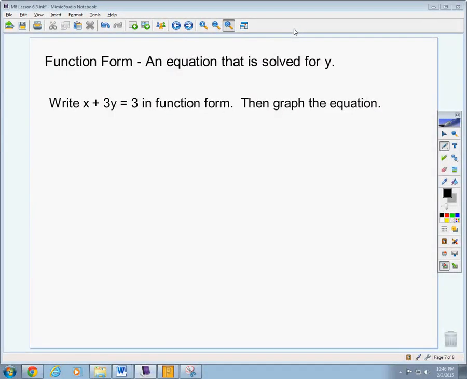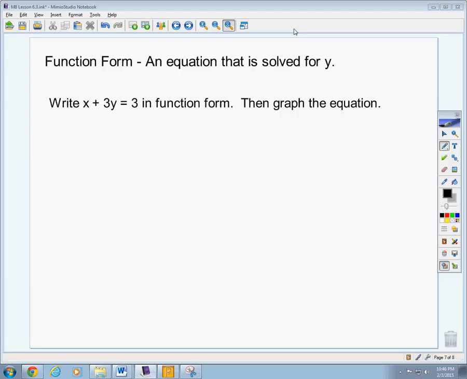Function form is when an equation is solved for y. Now that should sound familiar because we talked about these types of equations back in Unit 3, I believe it was, when we were doing literal equations and we were solving for different variables. Function form is basically just another way of solving for y. Why do we want to solve for y? When we solve for y, it's in slope-intercept form.